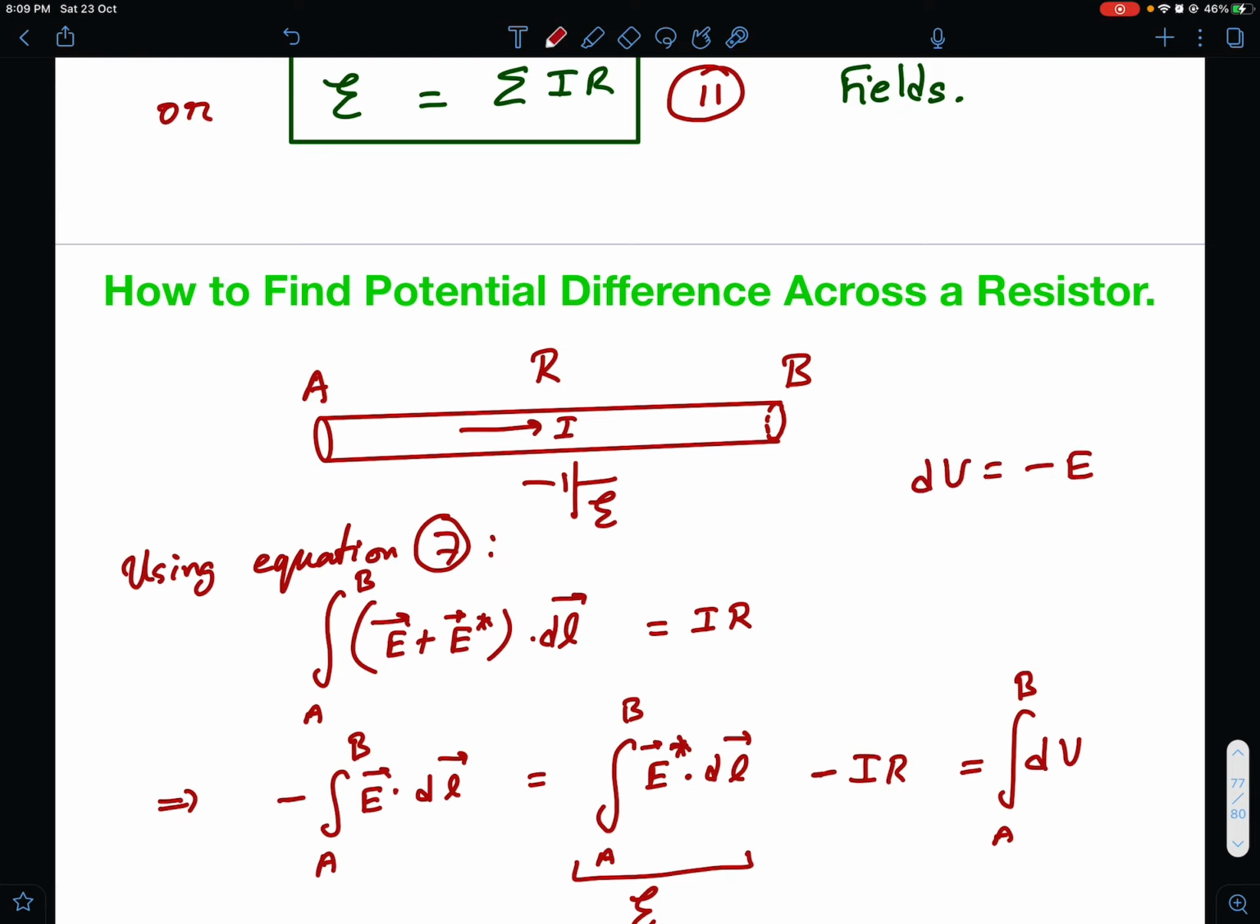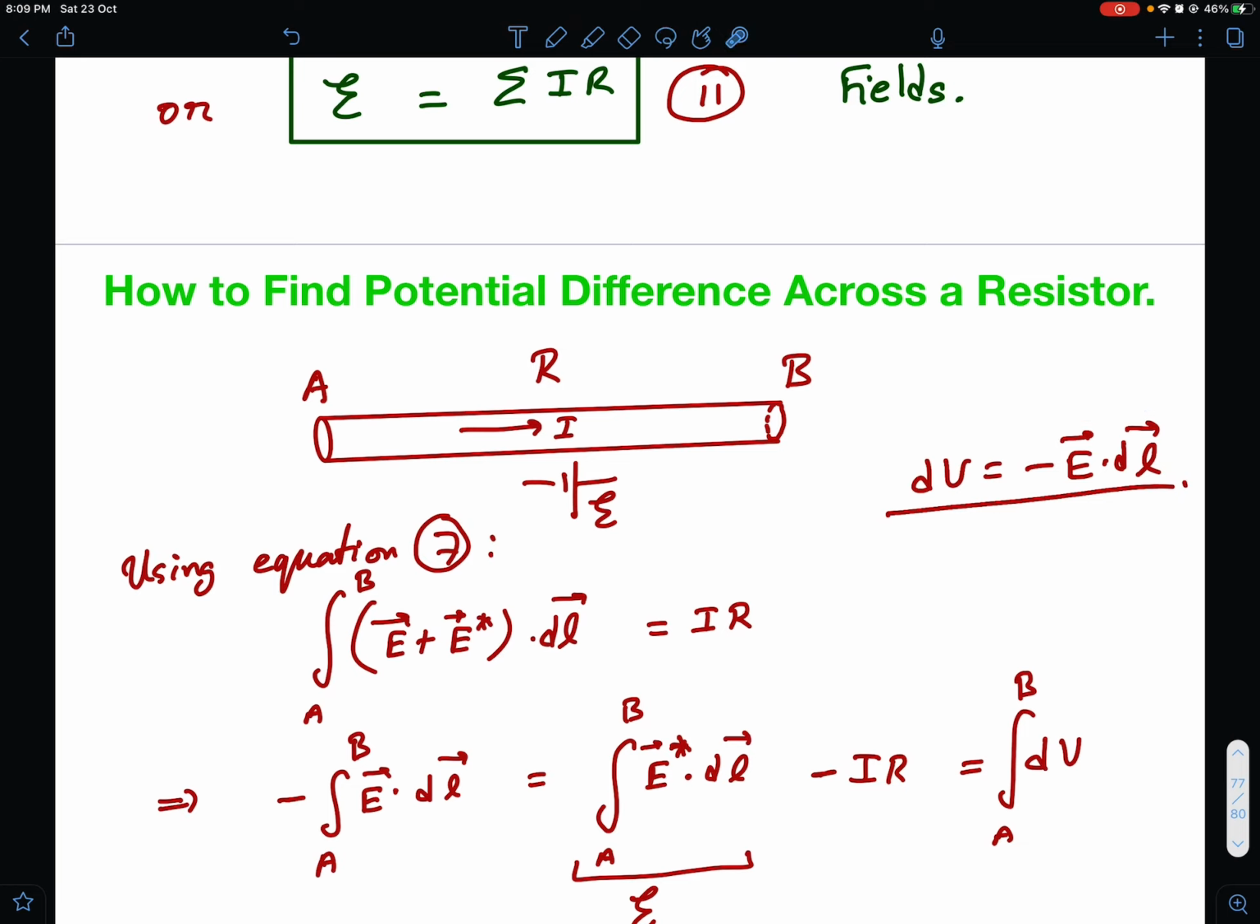So you know that dV is equal to minus E dot dr. This you know from electrostatics, right? A small amount of potential difference is minus E dot dl. So if I want to find the potential difference, I need to find minus E dot dl, so I do the integration of minus E dot dl.